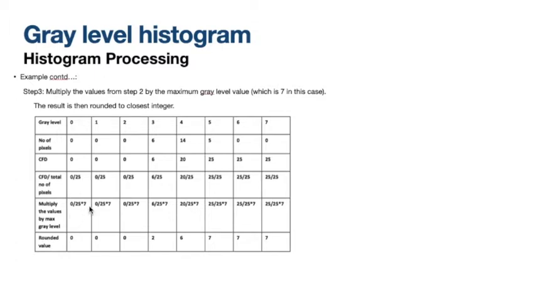So 0 by 25 into 7, rounded to the nearest integer value, is equal to 0. 0 by 25 into 7, 0. 0 by 25 into 7, 0. 6 by 25 into 7, which will be rounded to 2. 20 by 25 into 7, which will be rounded to 6. 25 by 25 into 7, which is equal to 7. 25 by 25 into 7 is equal to 7, and 25 by 25 into 7 is equal to 7. Okay, so this is the result of step 3.